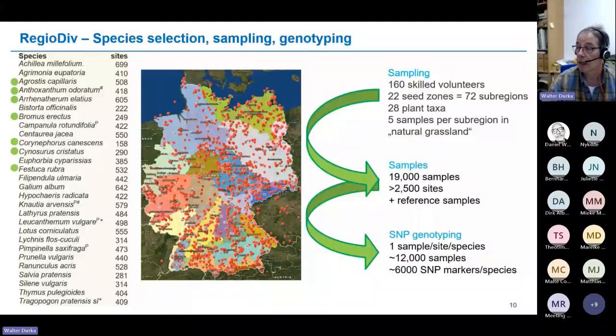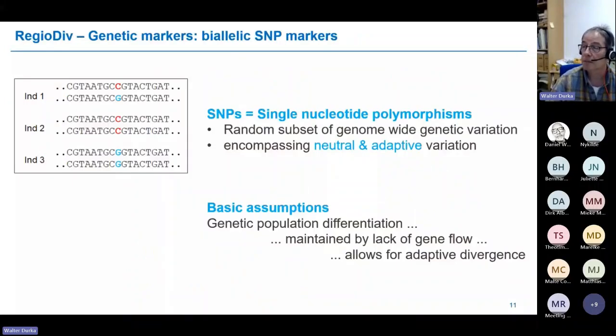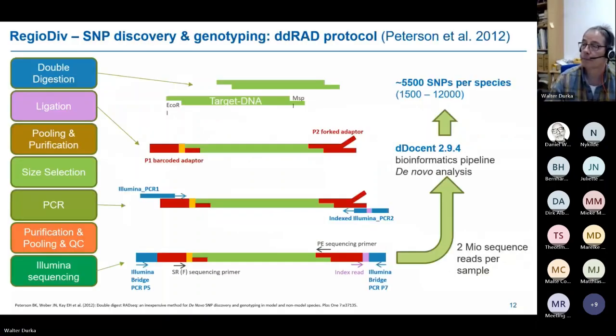And we did SNP genotyping for all those species. SNP genotyping means we have single nucleotide polymorphism data, so it is sequence data, and for those SNPs, we don't know about the specific gene functions because none of our species has actually been sequenced, or at least we didn't use the sequence data. The basic assumption is that if populations are genetically differentiated, this is maintained by a lack of gene flow, then adaptation can take place without being swamped by gene flow.